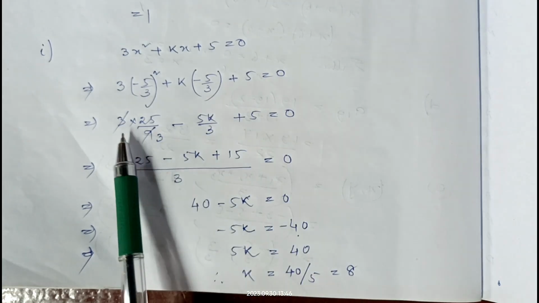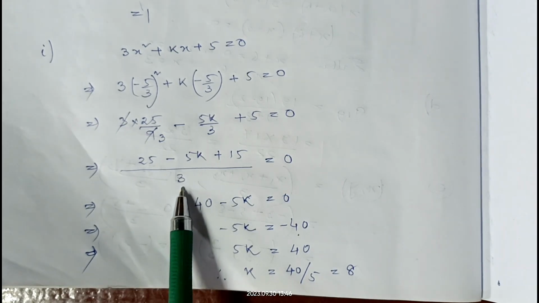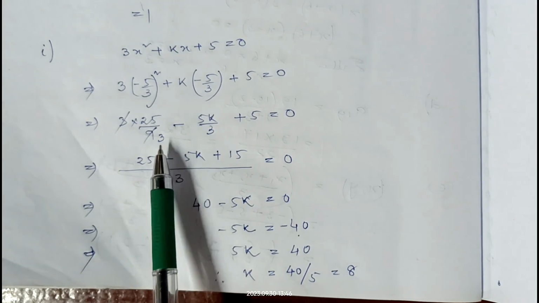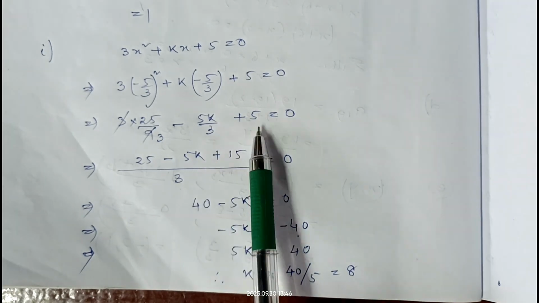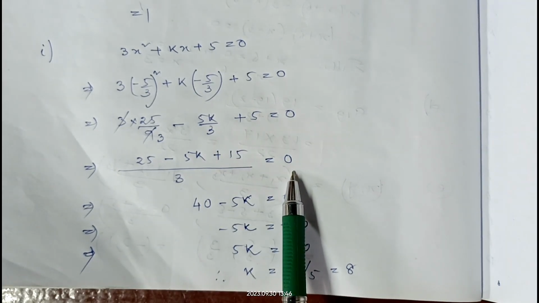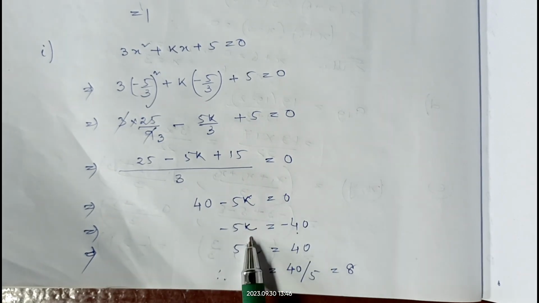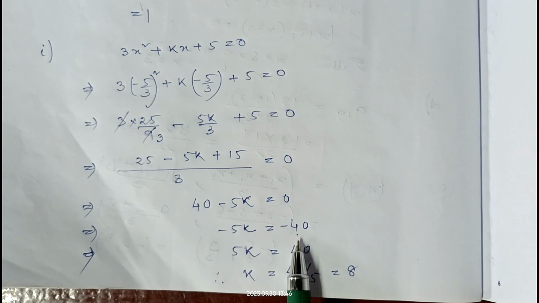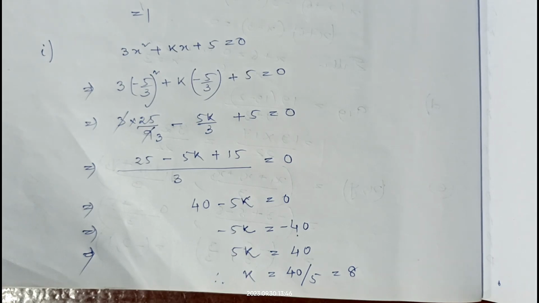equals to 0. 3 and 9 can be cancelled, it will be 3. If you take the LCM now, it will be 3. 3 by 3, 1. So it will be 25 minus 5k plus 3 times 5 is 15 equals to 0. So 40 minus 5k, 3 into 0, 0. Minus 5k is minus 40. 5k is 40. K equal to 40 by 5. That is 8. Therefore required value of k is 8.